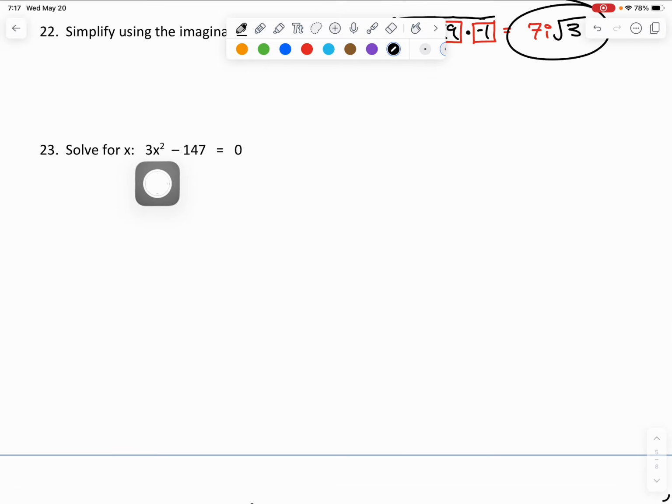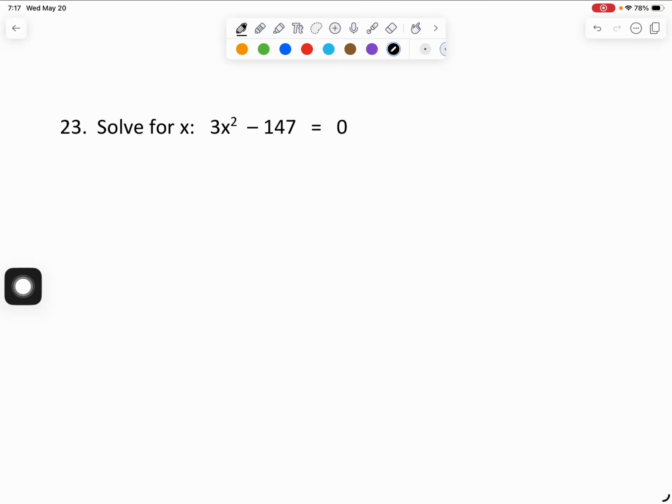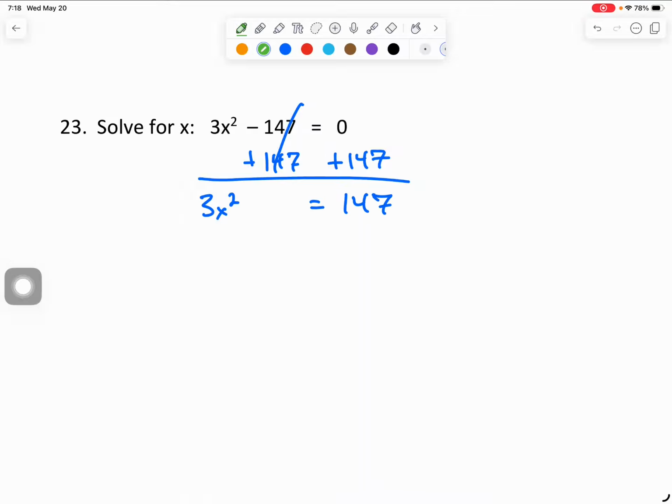Solve for x: 3x squared minus 147 equals 0. Again, guys, truly, if you wanted to, you could just put it into DESMOS. But let's work through one for fun. The 3x squared, bring it down. Nothing changes there. Equals 147. Then we'll divide each by 3.